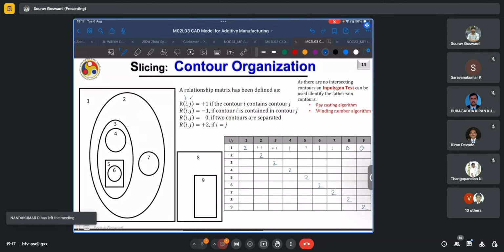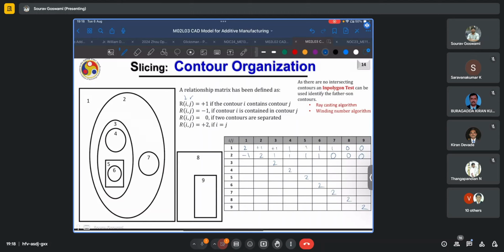Now we look for contour 2, 1. So 2 is contained in contour 1, so this will be minus 1. 3 is contained in 2, so plus 1. 4 is contained in 2, so plus 1. 5 and 6 also, 7 is separate, 8 is separate, 9 is separate.